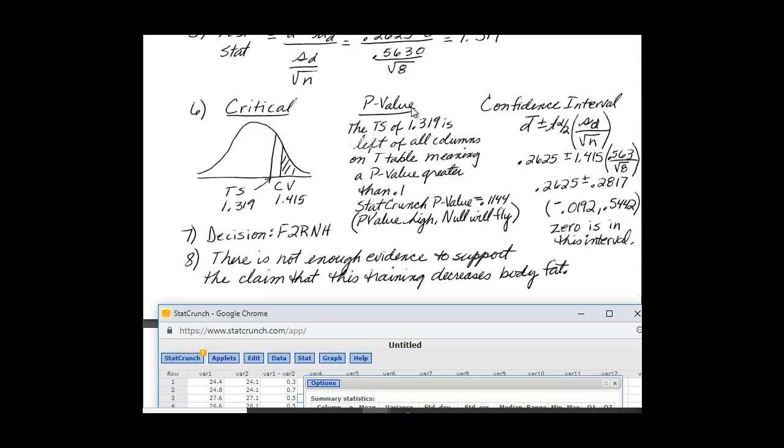We're doing our p-value. The test statistic of 1.319 is left of all the columns on the t-table, meaning that the p-value is greater than 0.1. So again, I want to go to this to show you what I mean. Again, we're looking at the row of 7 because our degree of freedom was 7. And I'm looking for that 1.319. Where would that fall on here? And I can see that it's not going to fall anywhere. It's actually going to be to the left of the 1.415, which is our critical value. It's to the left of that, which means it is greater than 0.10. In other words, 10% probability. So that's how you can use the table.